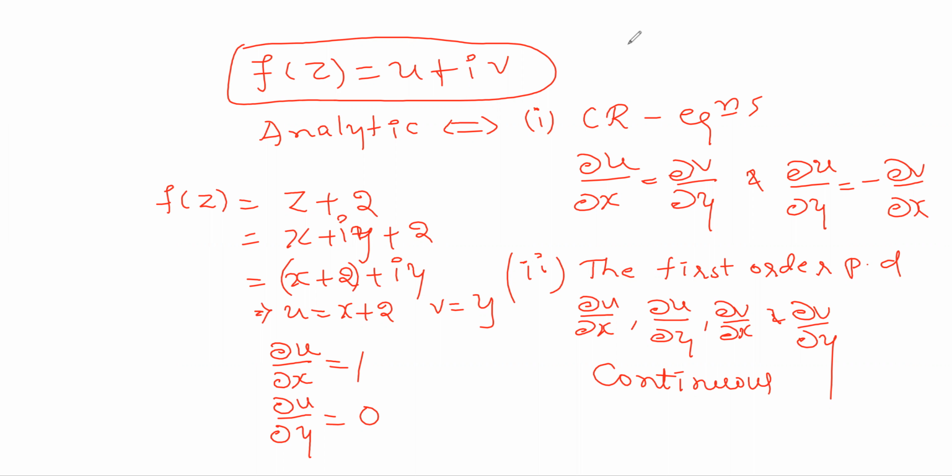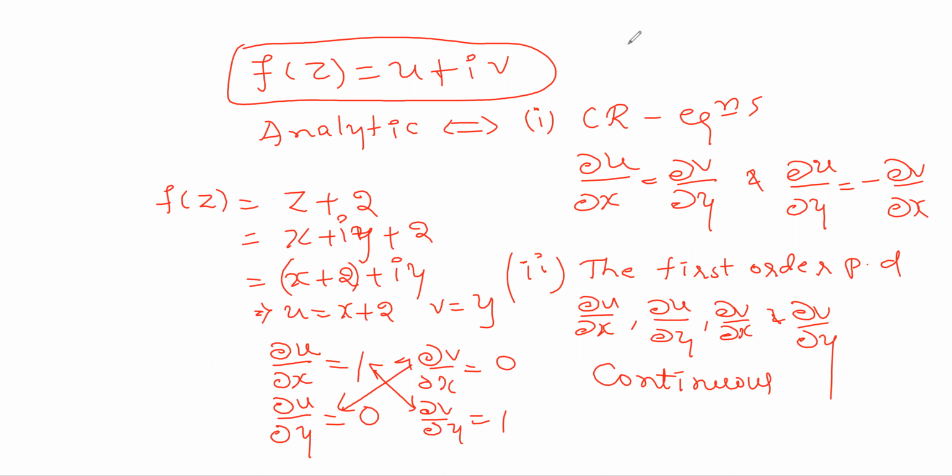Now find out dou v by dou x and dou v by dou y. Dou v by dou x will be 0. Dou v by dou y will be 1. So now you see these two are equal: dou u by dou x equals dou v by dou y. And dou u by dou y and dou v by dou x are equal with the opposite sign. If 0 is there, you can write 0 as minus 0 also; nothing is lost. So it satisfies the CR equations: dou u by dou x equals dou v by dou y, and dou u by dou y equals minus dou v by dou x. So we can say this function, z plus 2, is an analytic function.